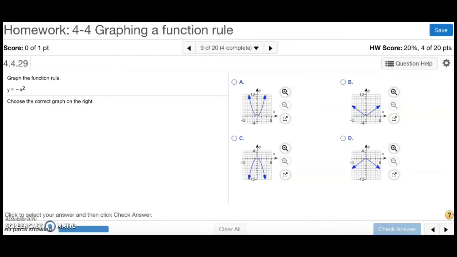9. We are graphing the function y equals negative x squared. Now when we have a negative in front of the function, it means we're flipping it upside down. So that means it'll either be C or D. Since our exponent is 2, it means it's going to be quadratic, which means its graph is going to be a parabola, so that means it has to be C. D would be the graph of an absolute value function. So your answer for number 9 is going to be C.